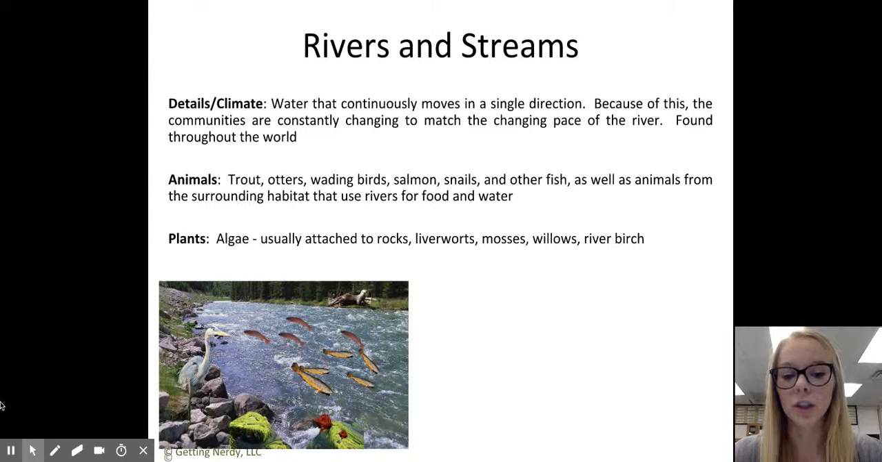Rivers and streams describe water that continuously moves in a single direction, causing the communities to change depending on the speed of the river. You can typically find wading birds searching for fish to eat. Most plants growing here are algae and other plant life that can anchor to river rocks.